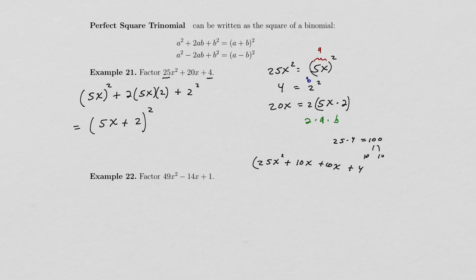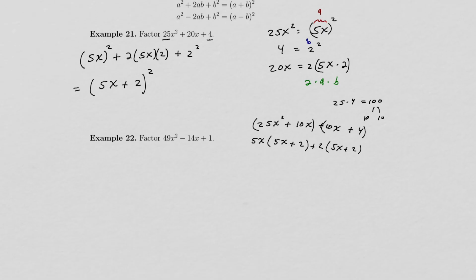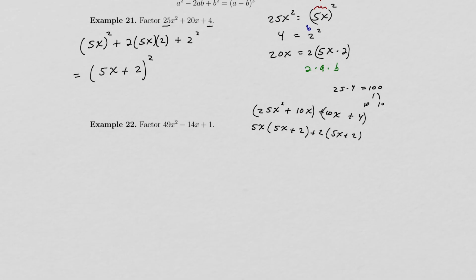Now I'm going to factor by grouping. What's the largest thing I can take out of the first term? Well, I could take out a 5x. And I'm left with 5x plus 2. What's the largest thing I can take out of the second one? Well, I can take out a 2, and I'll be left with 5x plus 2. So the 5x plus 2 is common, so I can factor it all the way out front. And notice I'm left with 5x, also 5x plus 2. Well, since it's the same thing multiplied together, I could write this as 5x plus 2 squared.